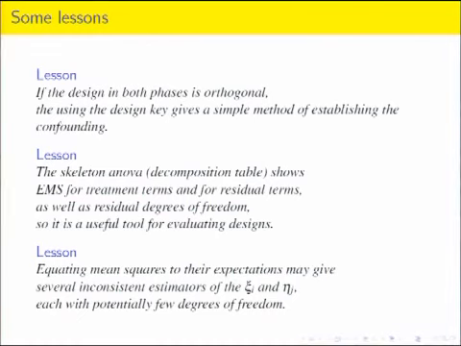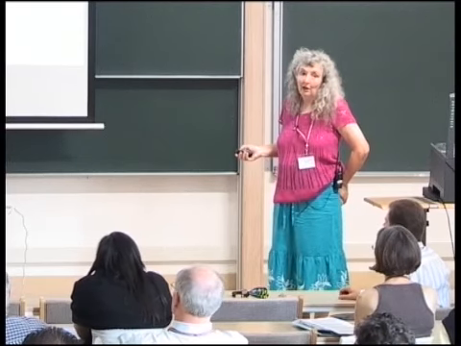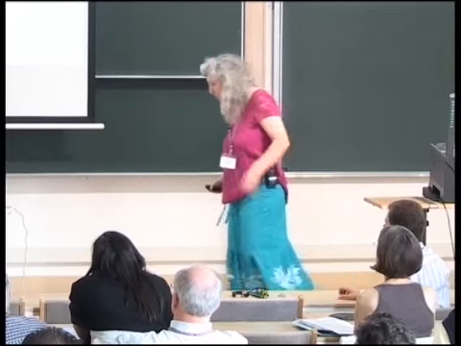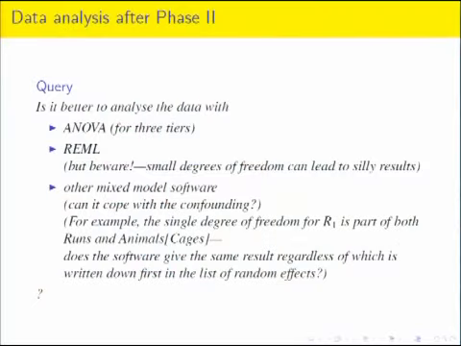But I did show that if you just go about it in a simple-minded way, equating mean squares to their expectations, you may get some different estimators for those variance parameters, and of course they may not give you the same result. So how do you analyze? I don't know. I really don't know.